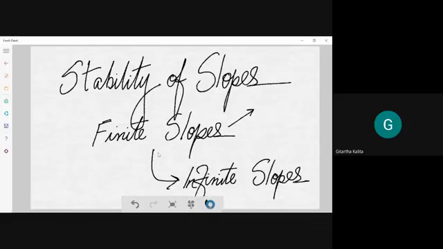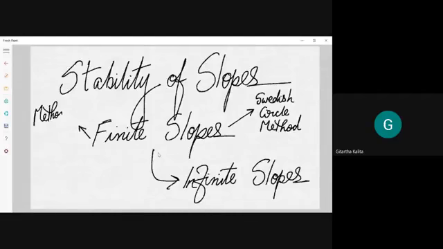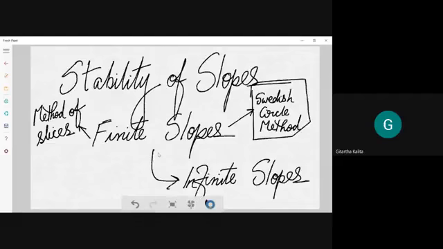One is called the Swedish circle method of analysis of finite slopes, and one is called the method of slices. So there are two ways in which we can analyze the finite slopes. Number one is the Swedish circle method, and number two is the method of slices. Now we will first start with the Swedish circle method.